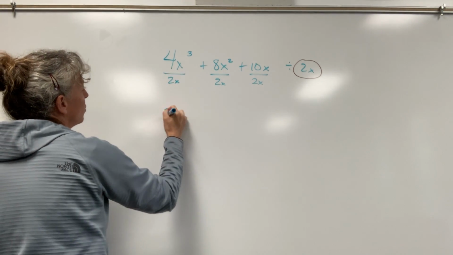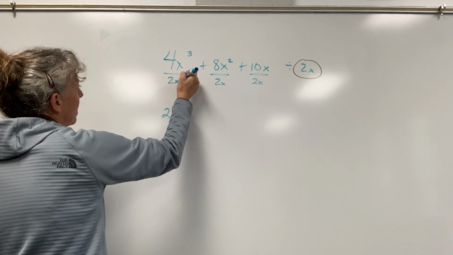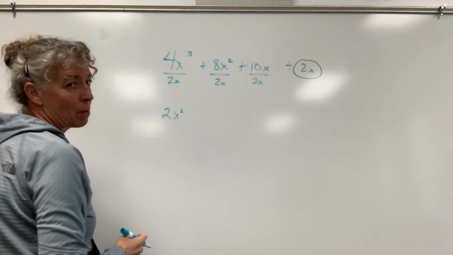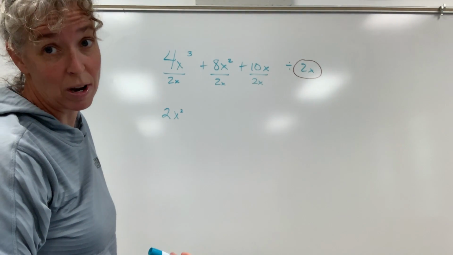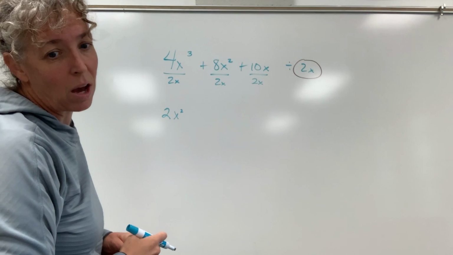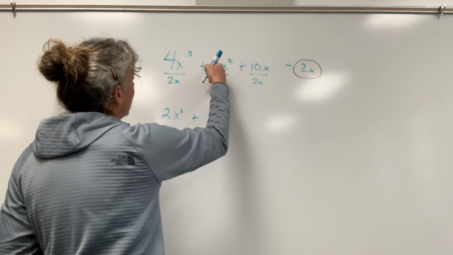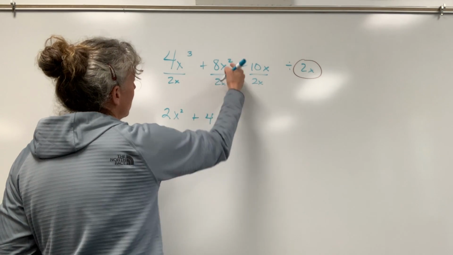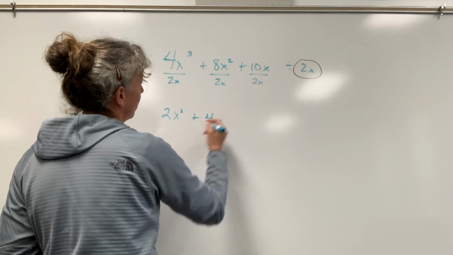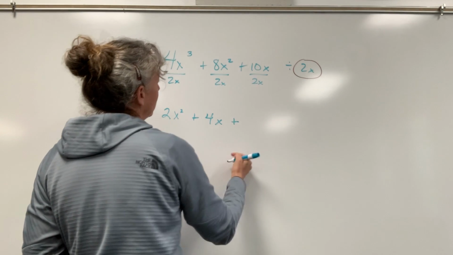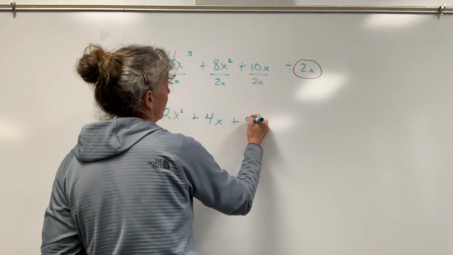4 divided by 2 is 2. 3 minus 1 is 2, right? Remember, we subtract the exponents. All right, and then plus 8 divided by 2 is 4. 2 minus 1 is 1. Plus 10 divided by 2 is 5.